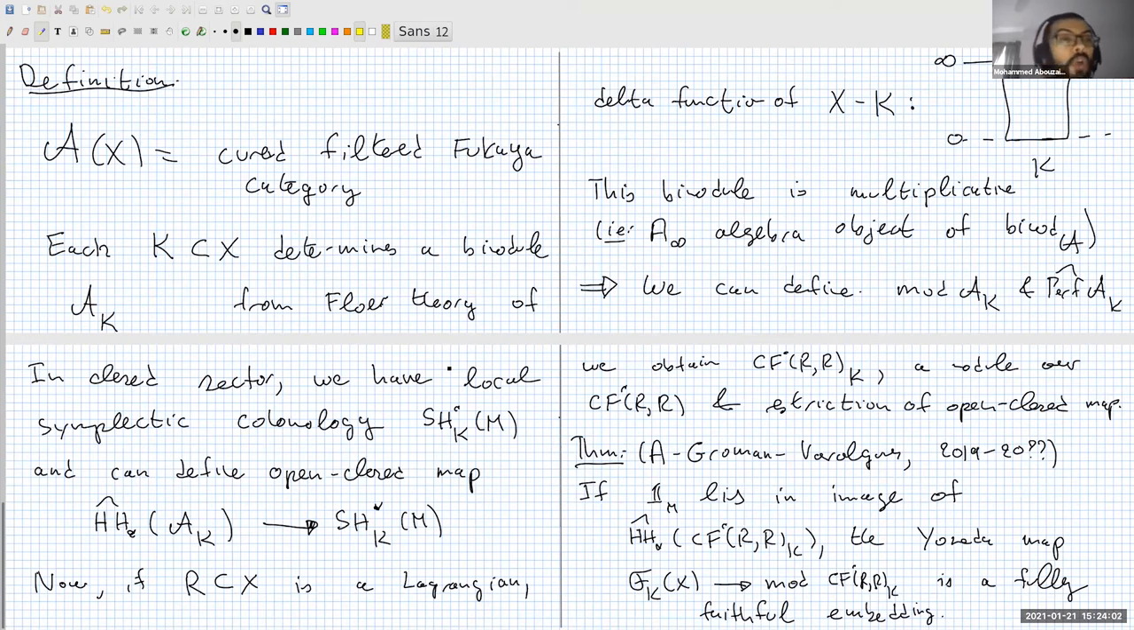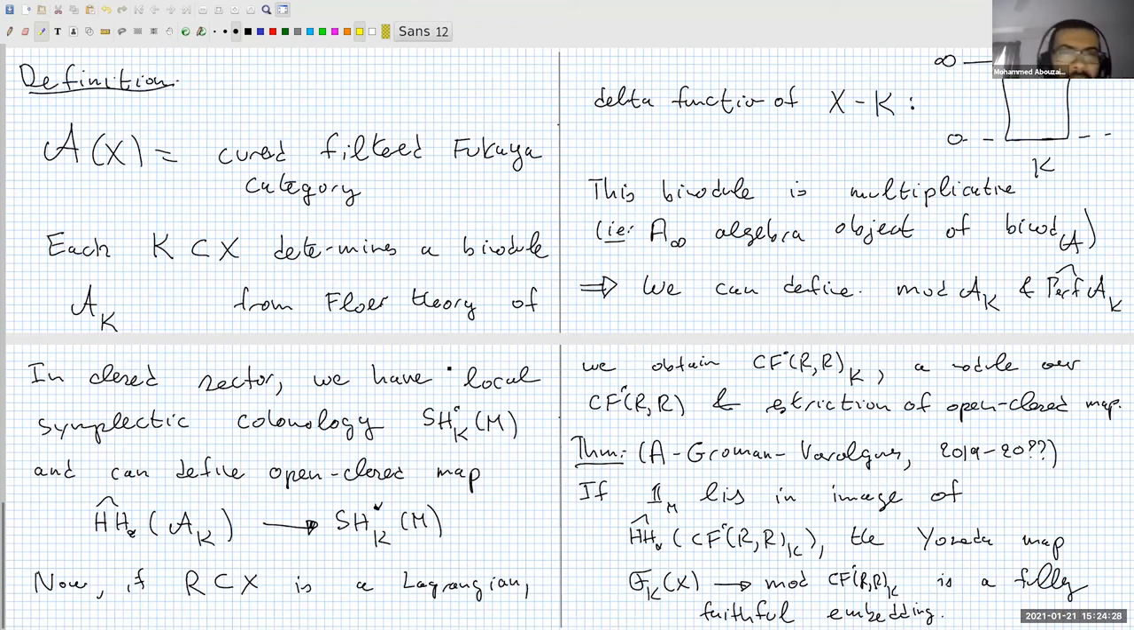So this is now our notion of the local Fukaya category of the subset. It is the category of topologically dualizable modules over the bimodule that is associated to the Floer theory of this subset. So you can do the same thing in the closed sector. In the closed sector, you have something which is called the local symplectic cohomology.